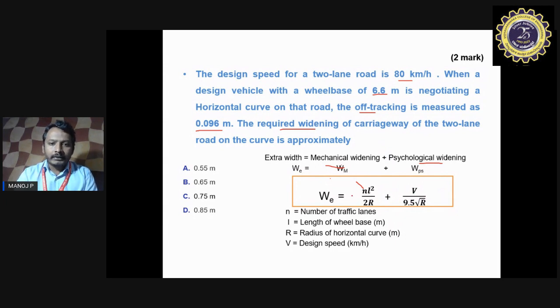V is equal to the speed, 80 kilometer per hour, and 9.5 square root of R. Off tracking is given as 0.96. You just have to calculate. Substituting the values in the equation, you will get the answer as 0.75. Since the radius is not given, they have given the value of off tracking, so you can calculate.